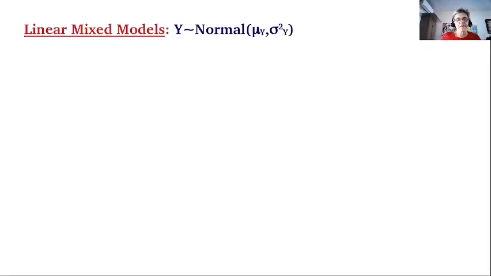So let's examine first the linear mixed models. In the linear mixed models, the response variable has a normal distribution with a given mean and a given variance, as shown on the screen, and a general matrix equation for the linear mixed models is as follows. It has three terms. Let's define all the terms.